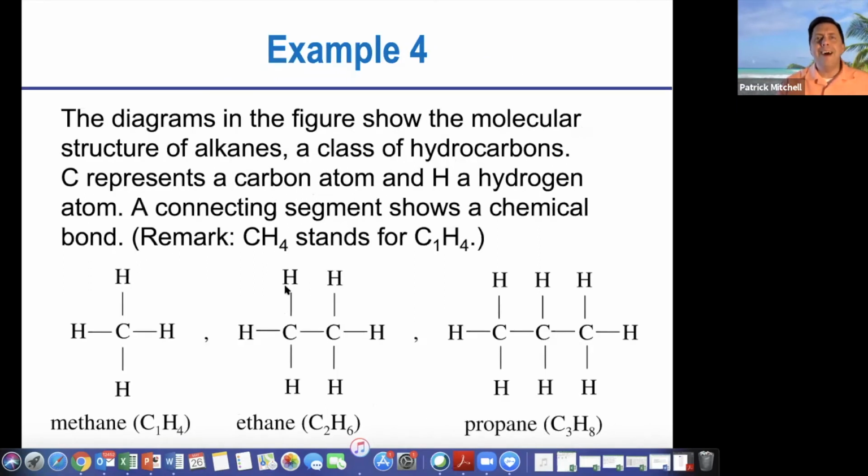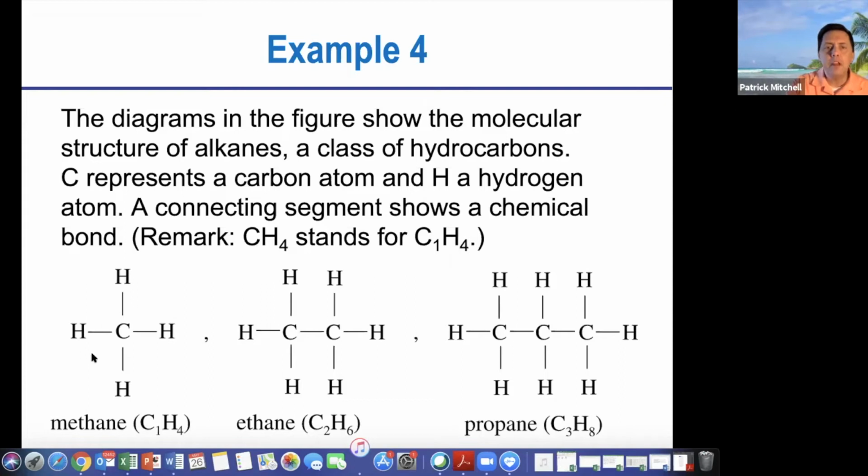All right, next example. The diagrams in the figure below show the molecular structure of alkanes, a class of hydrocarbons. C represents a carbon atom, and H a hydrogen atom. A connecting segment shows a chemical bond. All right, so it's been a very, very long time since I've taken chemistry, but I think I do remember at least this much, that when you write something like CH4, that stands for C1H4, 1 carbon atom, 4 hydrogen atoms.